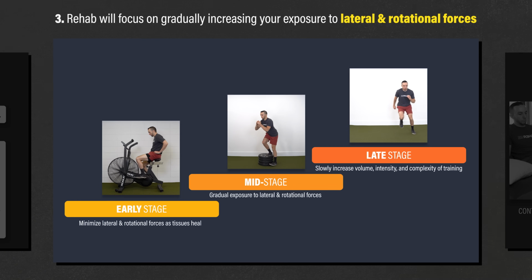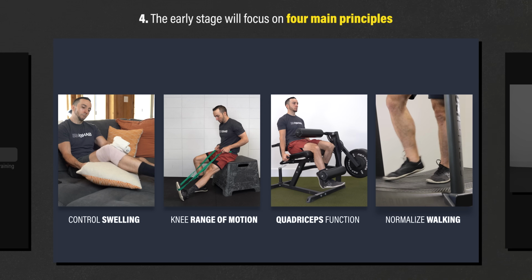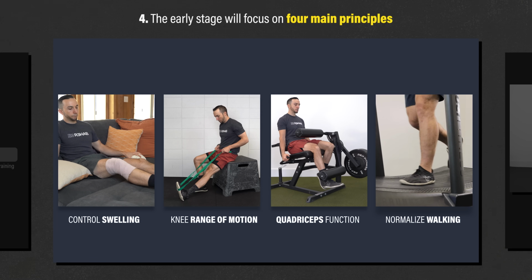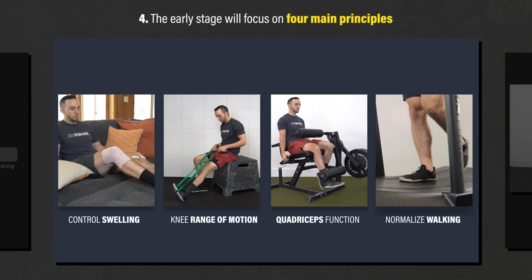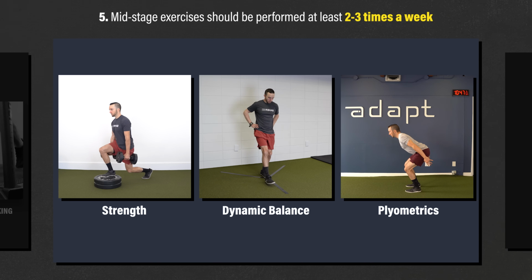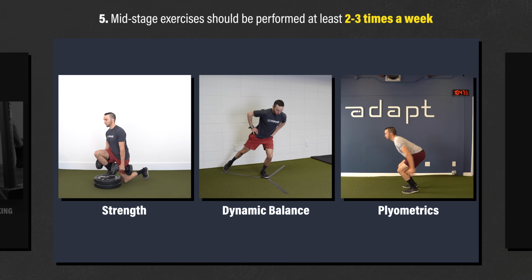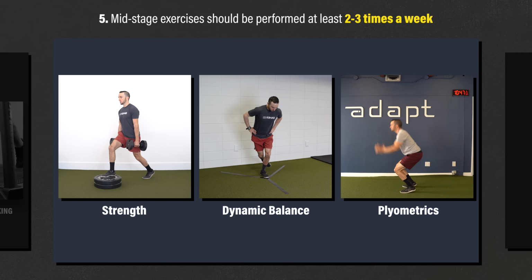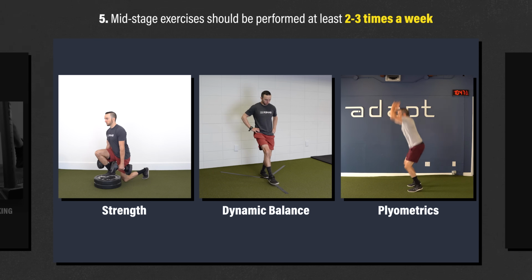3. Rehab will consist of 3 overlapping stages which focus on gradually increasing your exposure to lateral and rotational forces. 4. The early stage will focus on regaining the extension and flexion range of motion, restoring quadriceps function, and normalizing walking while trying to minimize flare-ups and control swelling. 5. In the mid-stage, you will perform strength, dynamic balance, and plyometric exercises 2 to 3 times a week. These will further improve your knee function and ability to handle various stressors.